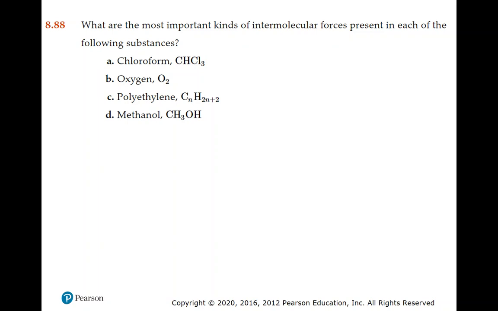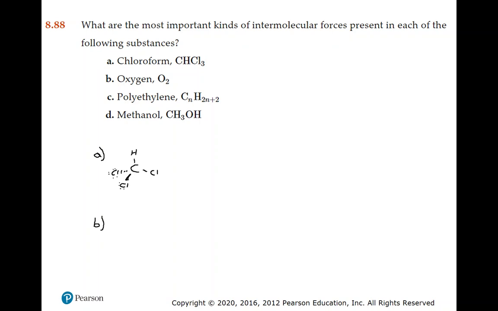Okay, hopefully you've gone over those. To understand what intermolecular forces are present in each of these, it's going to be helpful to know what the molecular structures look like so that we can tell, for instance, if they're polar or if they might contain hydrogen bonds. So for chloroform, that's going to look like this, where our central carbon atom is attached to a hydrogen and 3 chlorines. Like so.